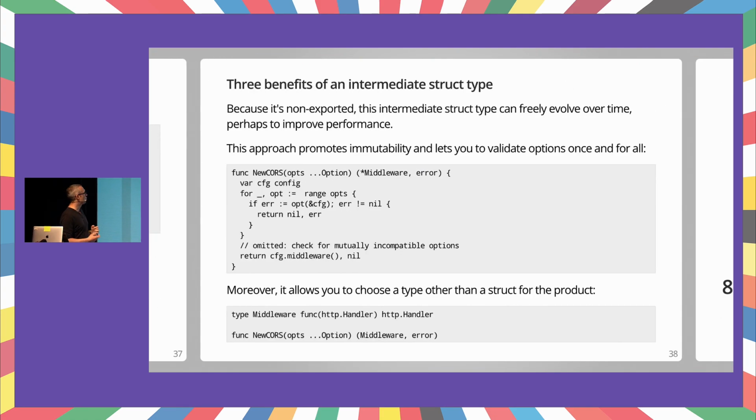OK. Three benefits of an intermediate struct type. Well, because it's non-exported, that means that you're free to make it evolve, maybe to increase performance. This approach promotes immutability, and you can validate all the options once and only once, like this. Okay? You would apply all the options, and then right before returning the middleware, you'd make sure that some options are not conflicting with others, maybe. And then you can actually choose a type other than a struct for your product. Here, I'm not using a struct anymore. I'm actually using a function that takes a handler and returns a handler.